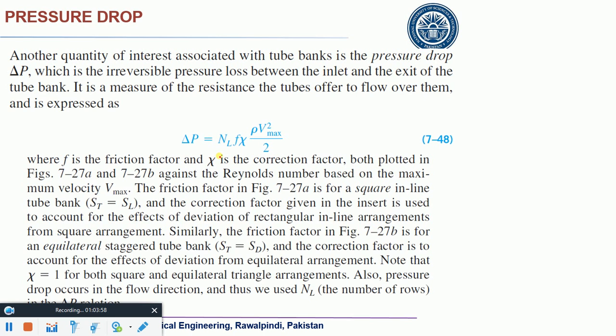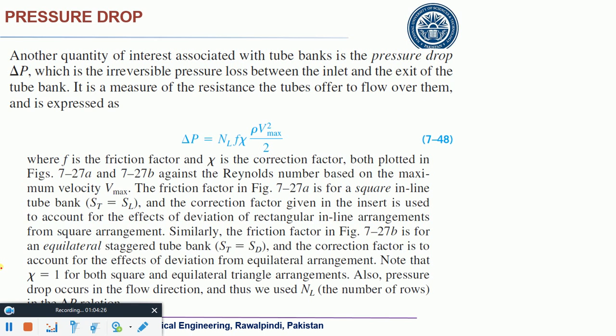Obviously, if there are tubes, there would be hindrance in the path of the flow. Okay. Anyways, we were talking about this pressure drop. So pressure drop is a measure of the resistance offered by the tube bank against the flow. Just like the friction plays its role in putting the resistance when you have a pipe flow.